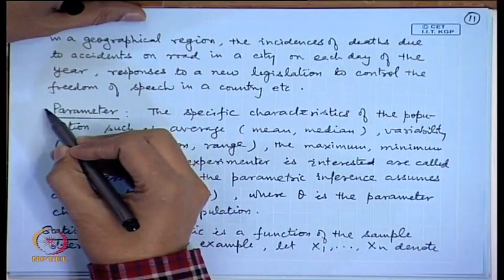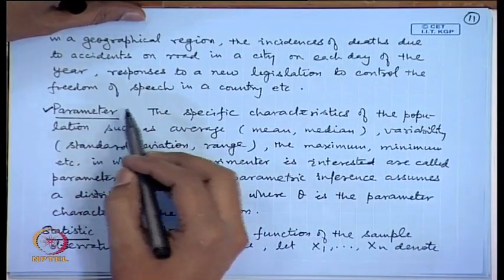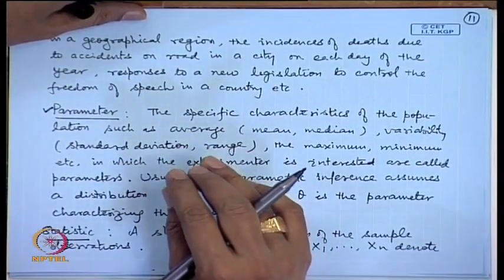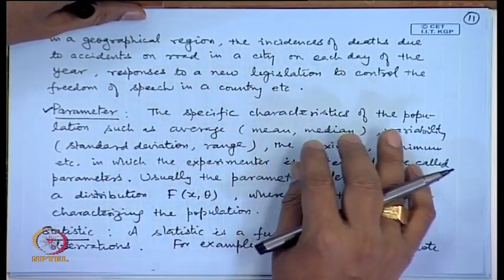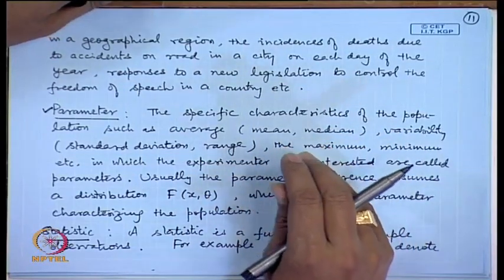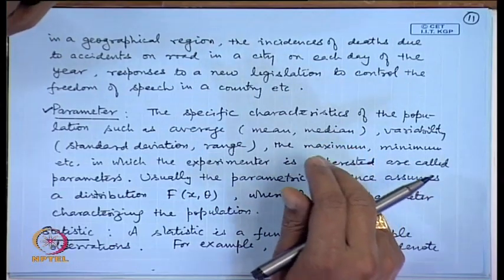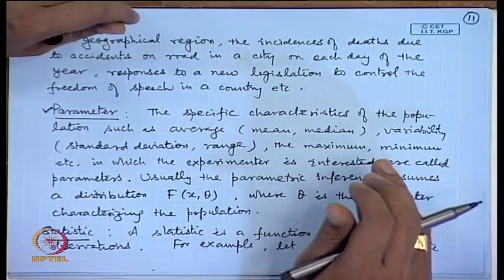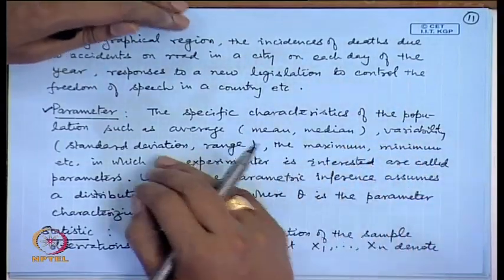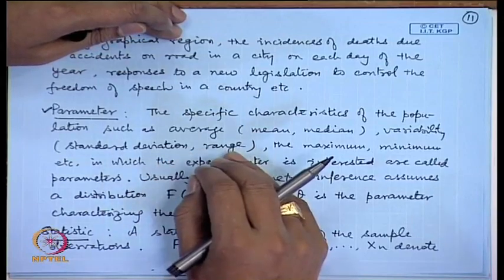Once we have identified a population of our interest, the next key term is parameter. I have been using this term repeatedly beforehand, but what is the proper meaning of parameter? It is a specific characteristic of the population such as an average, for example the mean, median, mode, arithmetic mean, harmonic mean, etc., or a characteristic which determines the variability such as standard deviation, range.